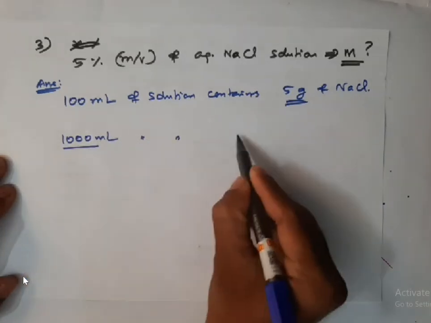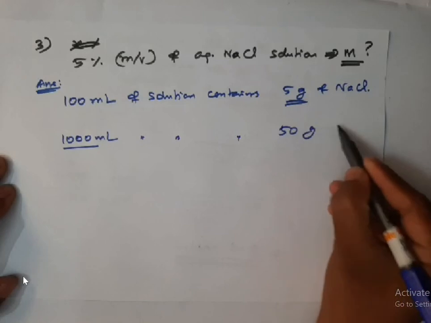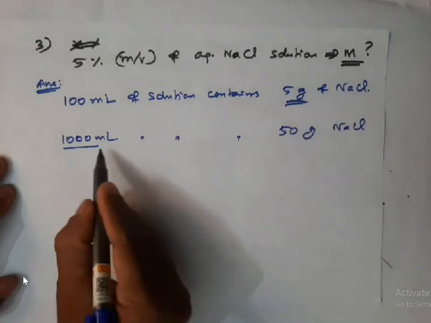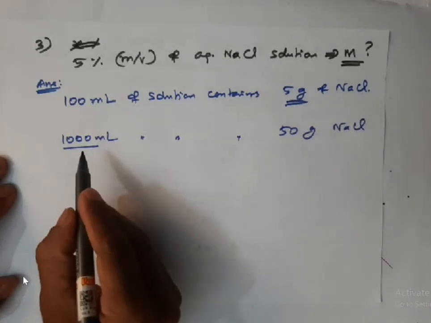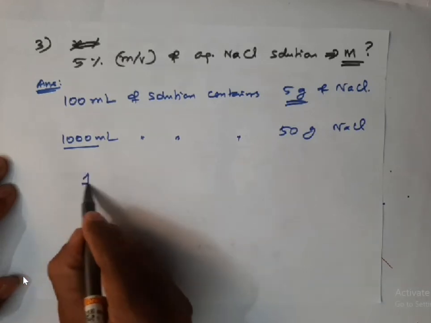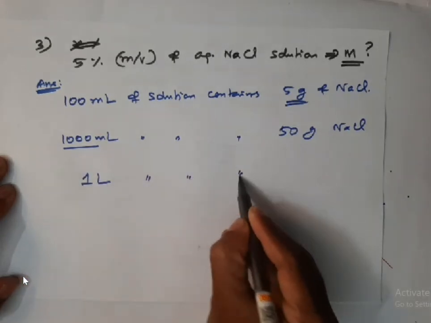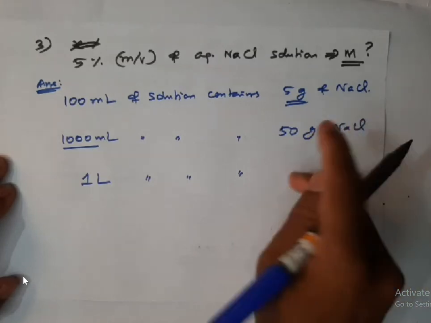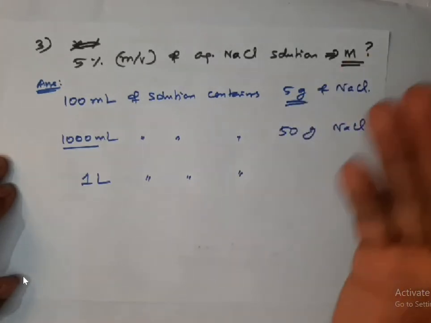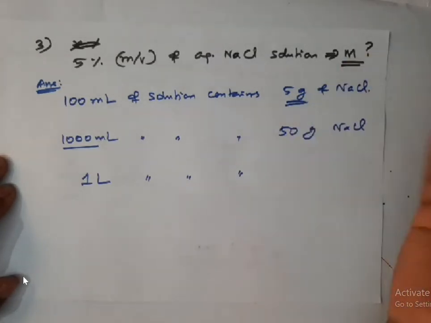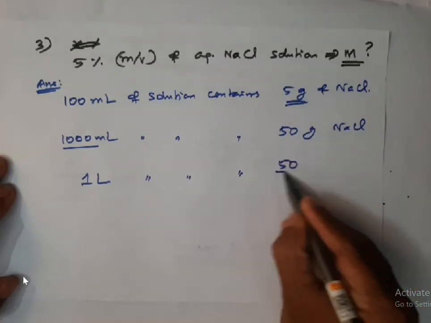50 grams of sodium chloride. 1000 ml is nothing but 1 liter, am I right, students? So 1 liter of solution contains 50 gram. I'm going to convert this mass into number of moles. How to convert mass into number of moles? Just divide this by molar mass.